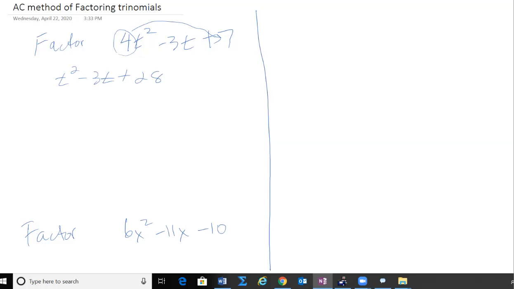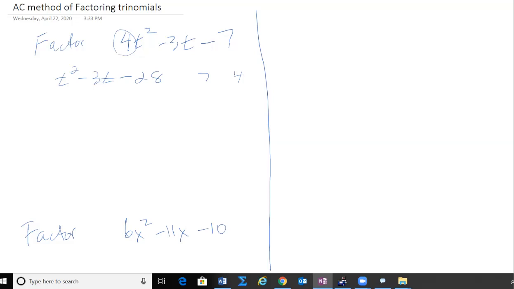How about 7 and 4, and we'll make them both... Well, let's see, is it a minus 3t? Let's see, just hold on one second.